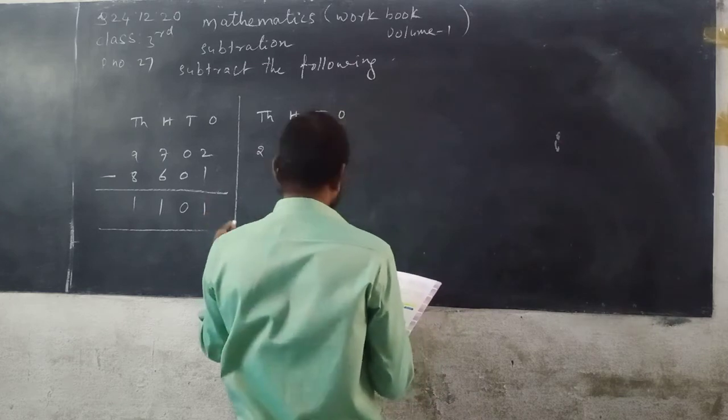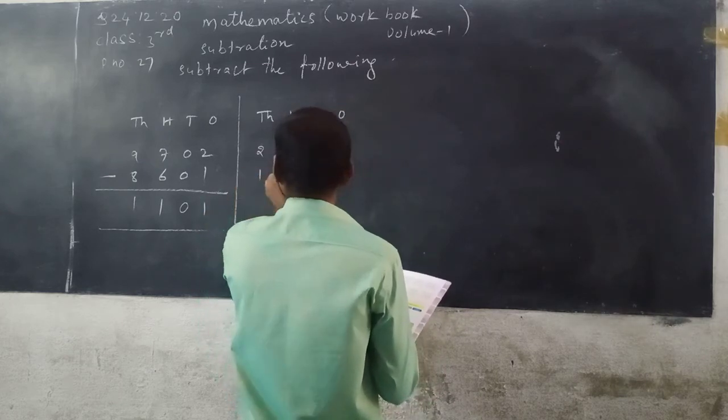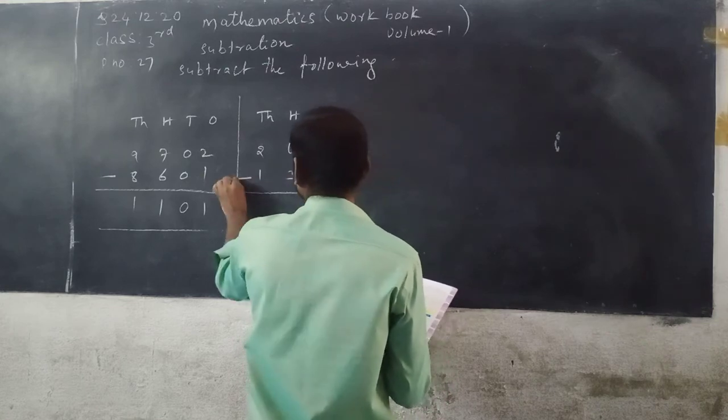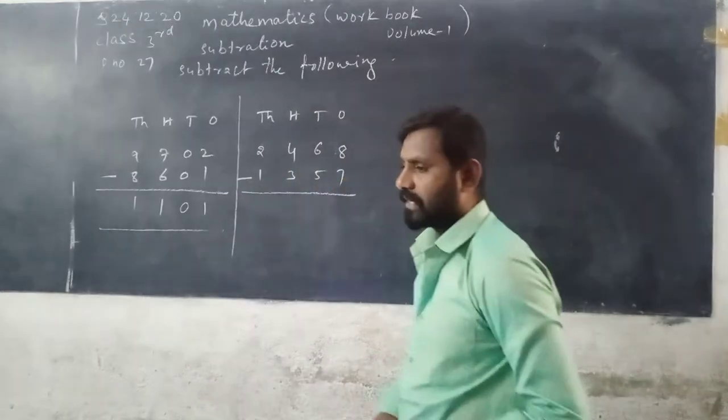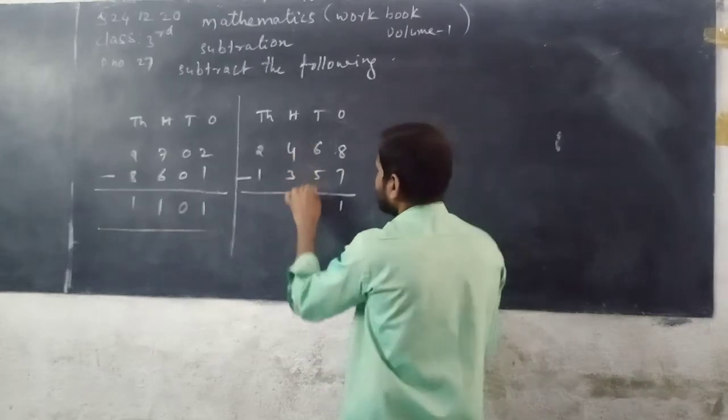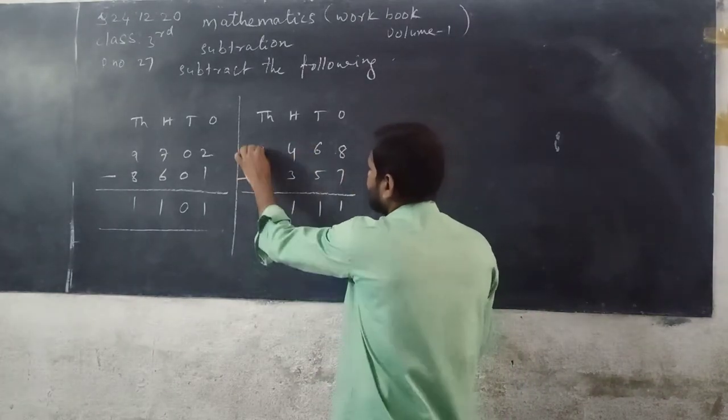4468 minus 1357. Look at the blackboard, everybody. First subtract the digits in the ones place. 8 minus 7, 1. 6 minus 5, 1. 4 minus 3, 1. 2 minus 1, 1.